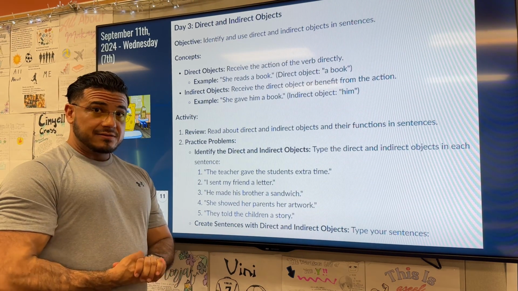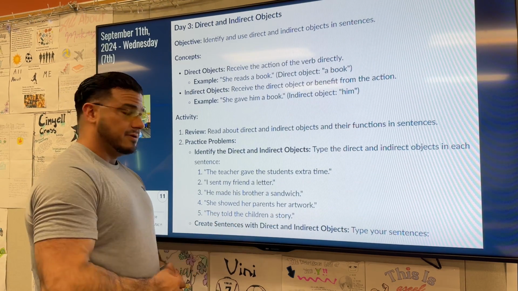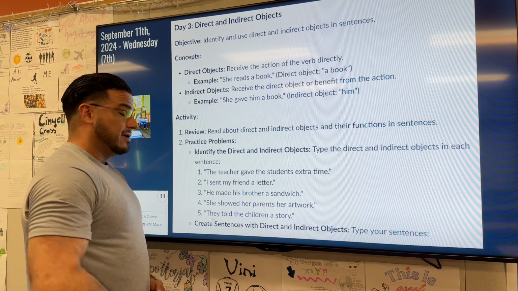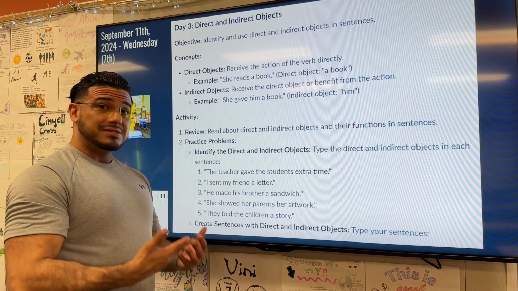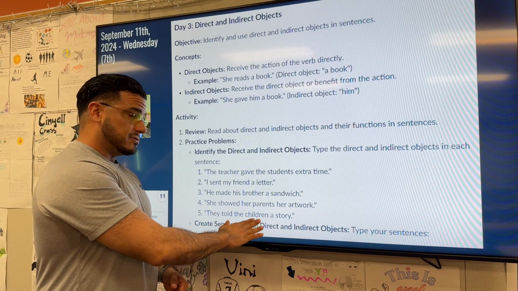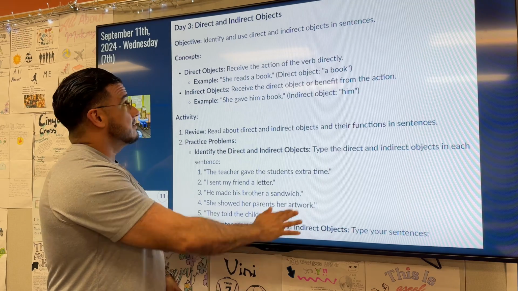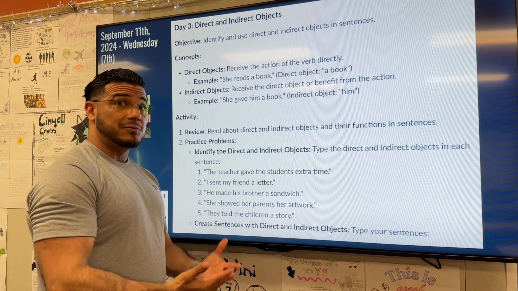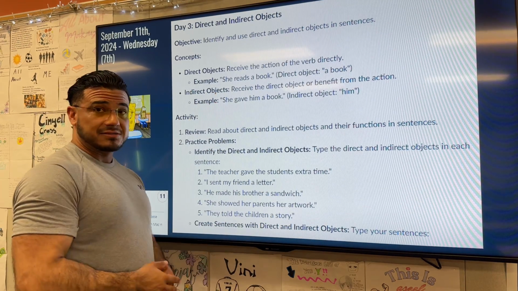Now, our final sentence is 5. They told the children a story. What's our subject? That collective pronoun. They is our subject. What did they do? What's our verb? They told. What did they tell? They didn't tell the children. Instead, the thing they told was a story, making it our direct object. Who benefits from that story or having told that story would be the children, making them the indirect objects.